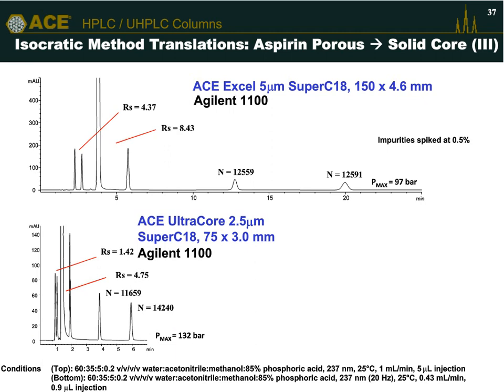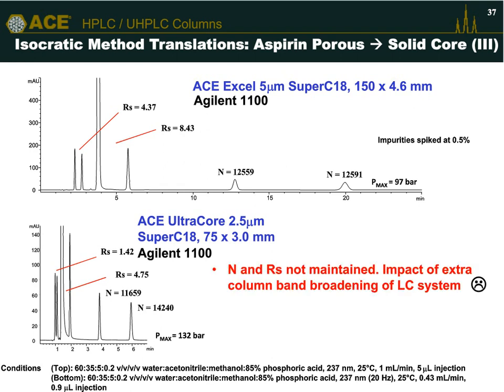So now we can see we start to lose some of the quality of the separation. We can see that the resolution between the first and second compound has started to go down on this Agilent 1100 system using a 75 by 3 millimeter column, 2.5 micron particle size. So we've lost efficiency and lost resolution, and this is due to the impact of extra column band broadening.